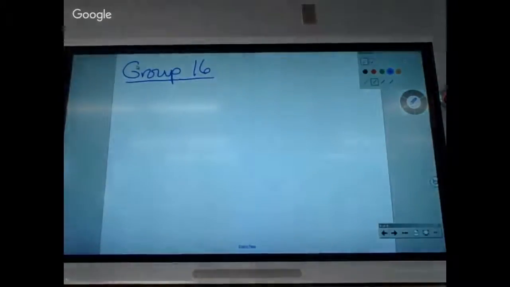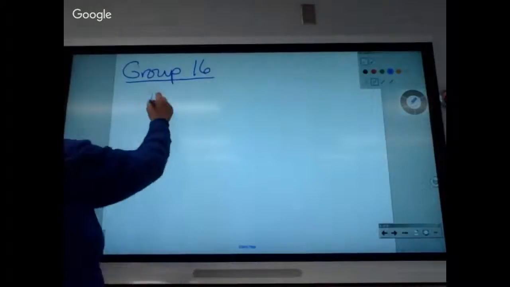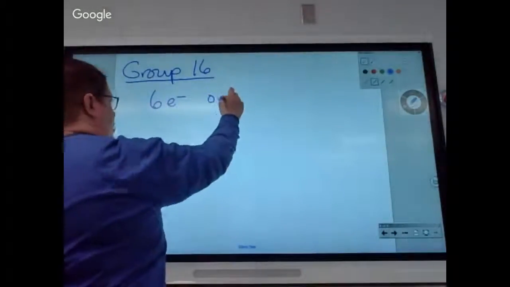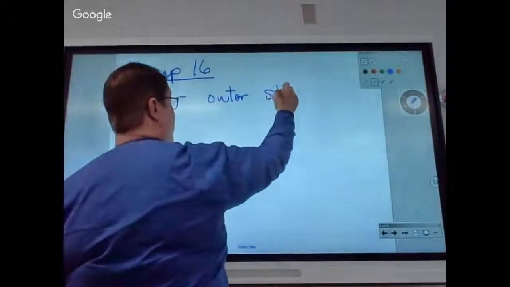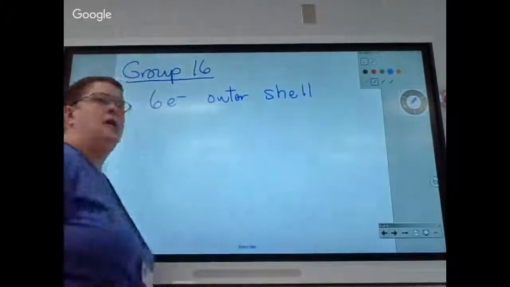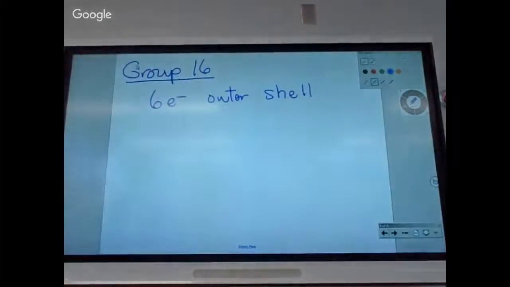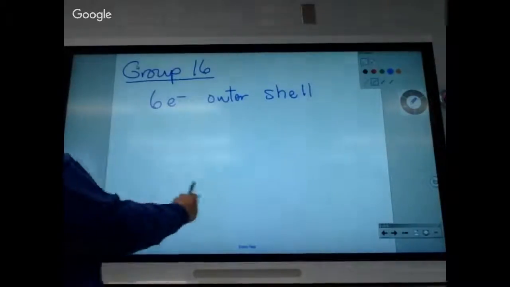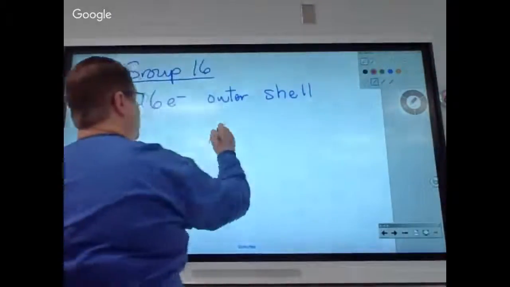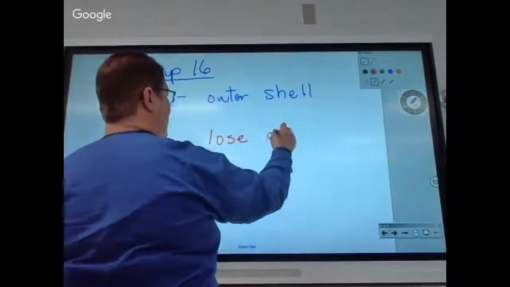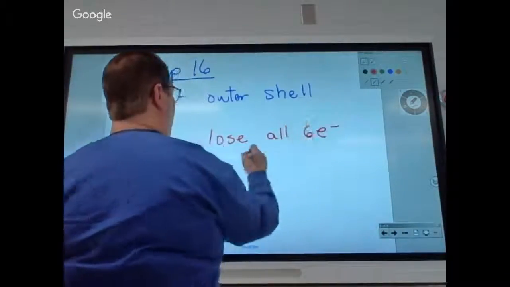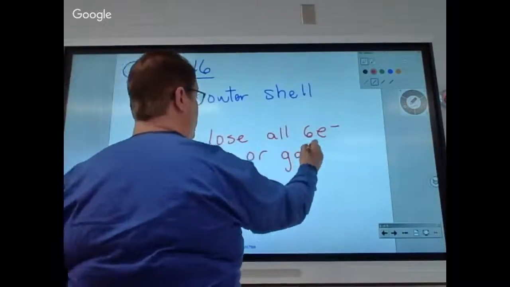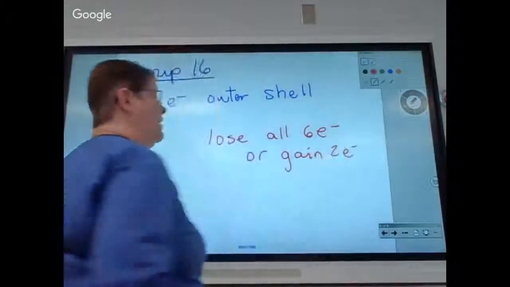So, how many electrons will group 16 have? 6. Okay, so there are 6 electrons in the outer shell. See, this time I'm not even writing an electron configuration. So, if you have 6 electrons in the outer shell, what are the choices? Okay, so we can either lose all 6 or we can gain 2. What is easier?